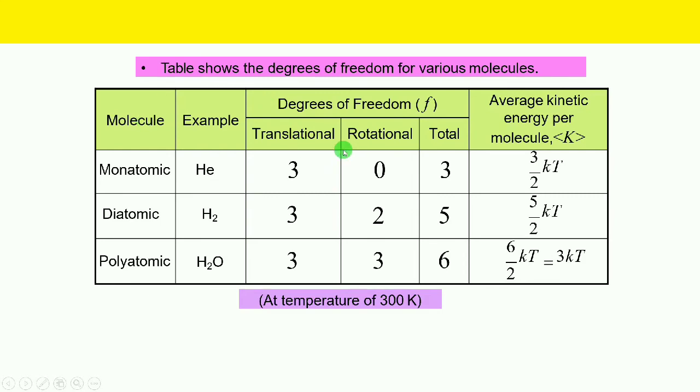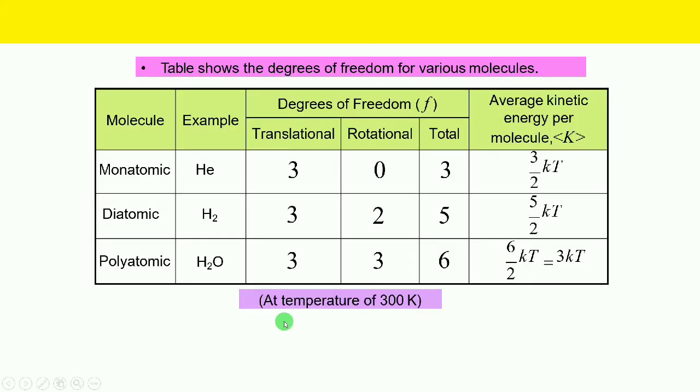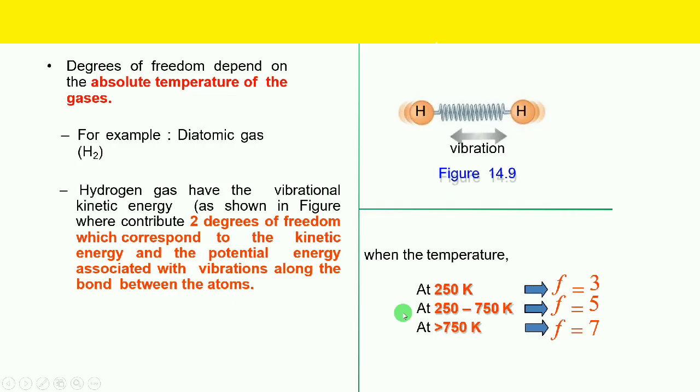Now, the degree of freedom depends upon the absolute temperature. We consider the degree of freedom here at about 300 Kelvin. As you change the temperature, the degree of freedom will change. How it changes, we will see here.